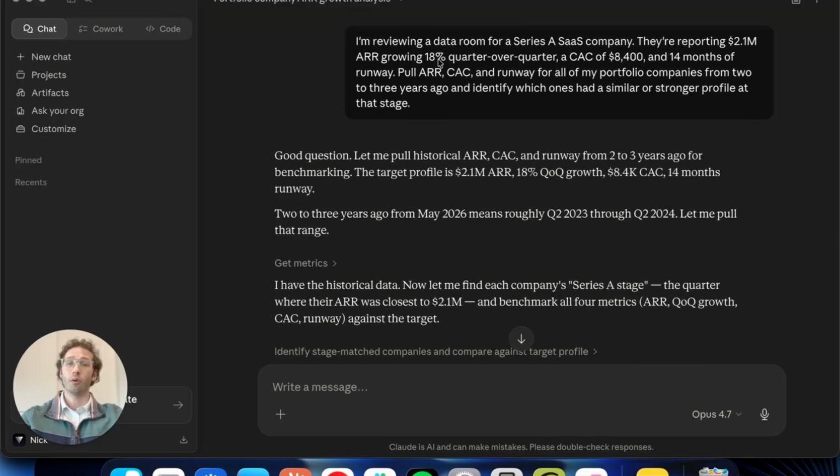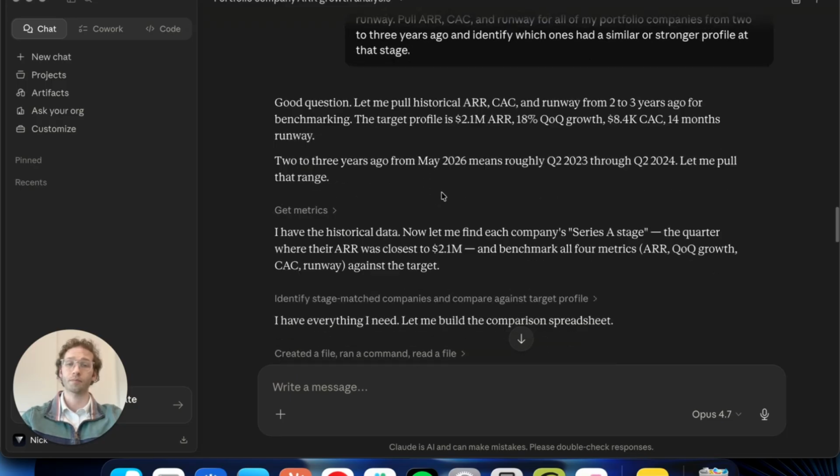I'm reviewing a data room for a Series A SaaS company. They're reporting 2.1 million in ARR, growing 18% quarter over quarter, have a CAC of 8,400 and 14 months of runway. Pull the ARR, CAC, and runway for all my portfolio companies from the past 2 to 3 years, and identify which ones had a similar or stronger profile at this stage.